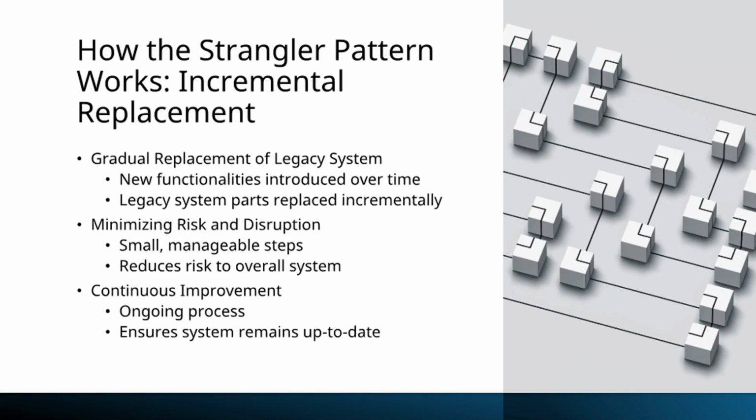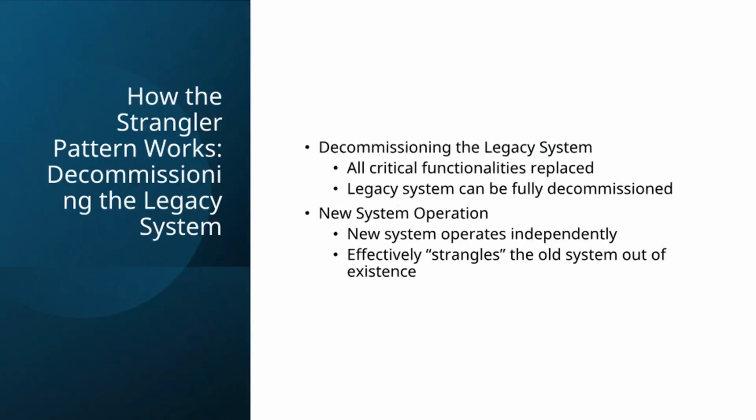The incremental replacement process involves gradually introducing new functionalities to replace parts of the legacy system. This is done in small, manageable steps to minimize risk and disruption, ensuring continuous improvement and keeping the system up to date. Once all critical functionalities are replaced, the legacy system can be fully decommissioned. The new system operates independently, effectively phasing out the old system.